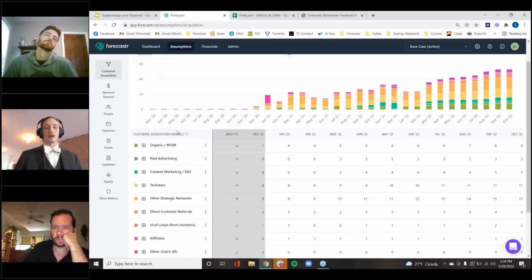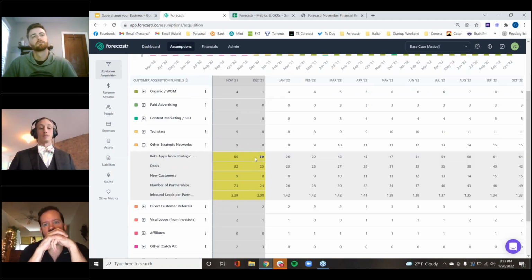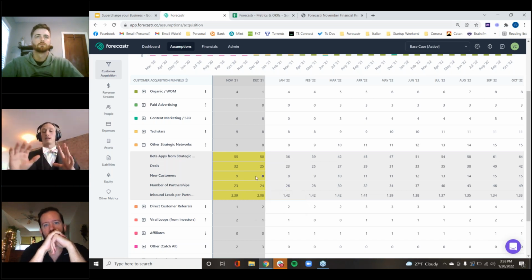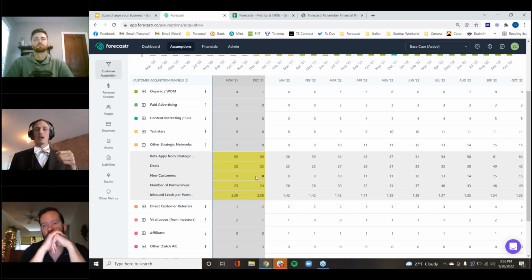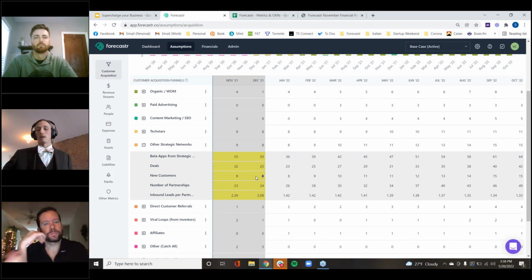On the customer acquisition side, we update how many beta affiliations we got, how many deals, how many new customers, how many partnerships, how many leads per partnership. All those metrics from this spreadsheet we pump into the financial model so that we have really good historical data to look at when we're trying to project the future. The key for projecting the future is getting an idea of how I'm performing today, and how I can add that plus my assumptions about the future to create at least a reasonable guess as to what might occur in the next 3, 6, 9, 12 months.